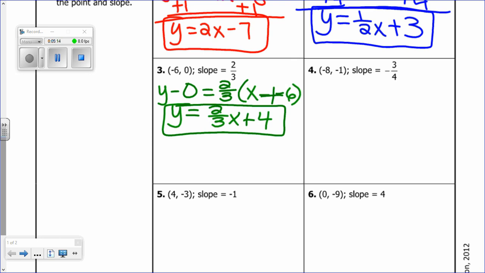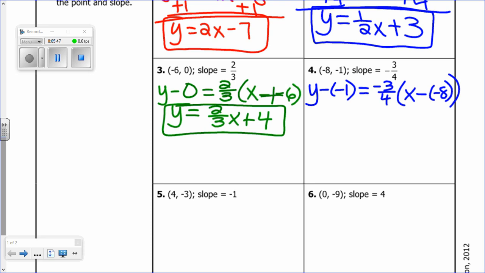And then for number 4, we have the point -8, -1, and then the slope is -3/4. So again, we're just going to plug it in. So we get y minus, and so we can help each other out, y minus -1 equals the slope -3/4 times x minus a -8. So I just substituted those into the formula.